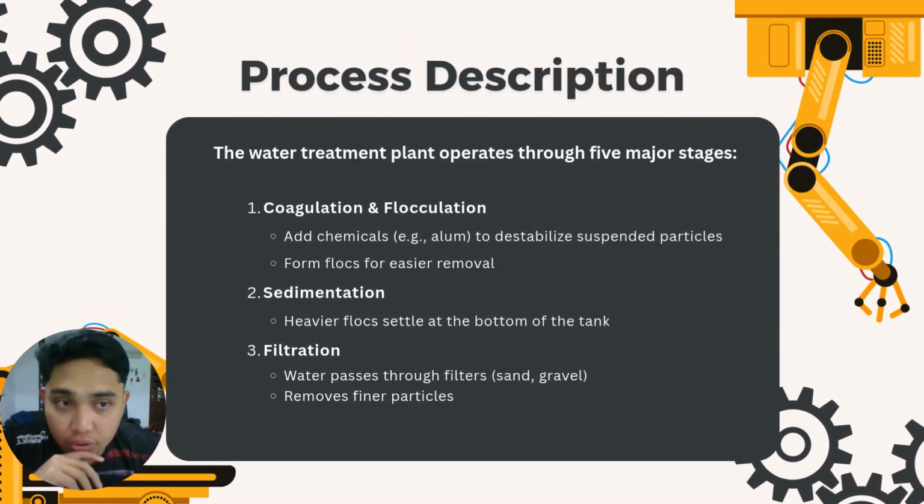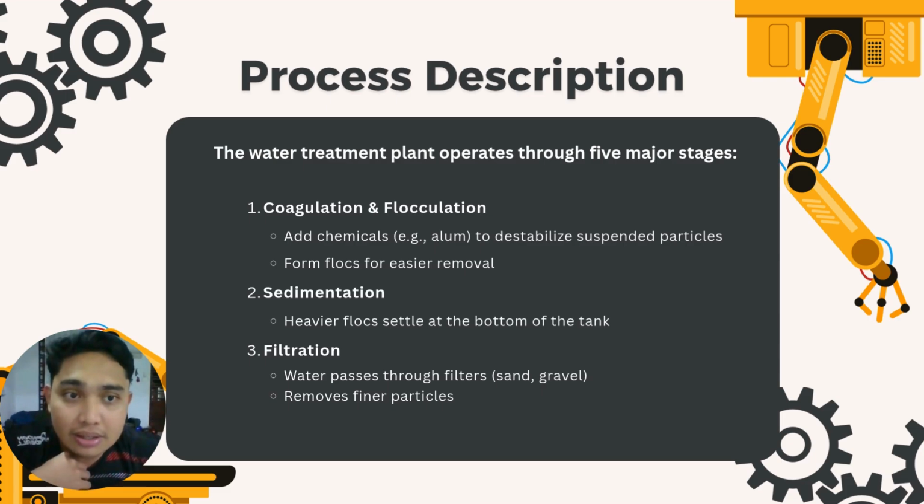Now let's move on to the process description of our water treatment plant. The treatment process starts with raw water intake, where water is collected from a river, lake, or reservoir. It is then passed through a screening system to remove large debris like leaves and branches. Next, we have coagulation and flocculation.